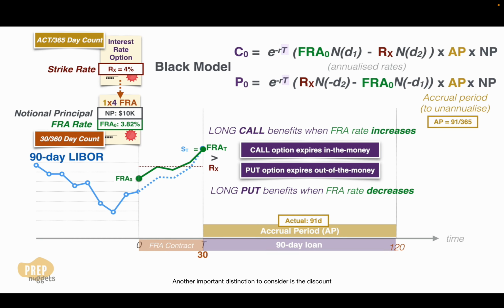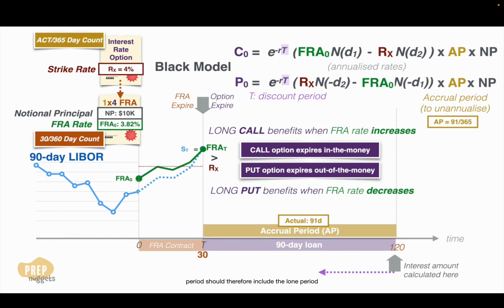Another important distinction to consider is the discount period T, which is not that straightforward. An option on the FRA should expire together with the expiry of the underlying FRA. However, we note that this interest amount we calculate is actually to be paid at the end of the loan, not at the expiry of the FRA. The discount period should therefore include the loan period.